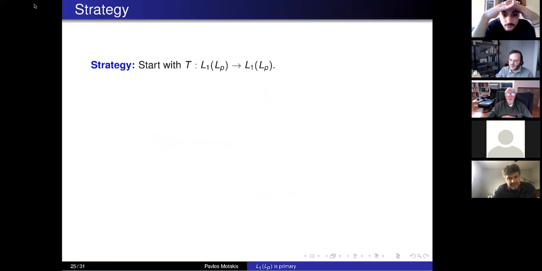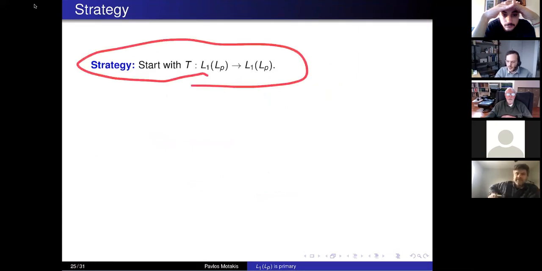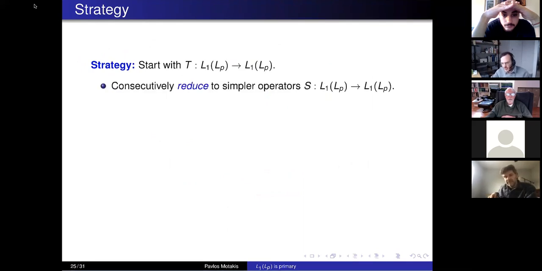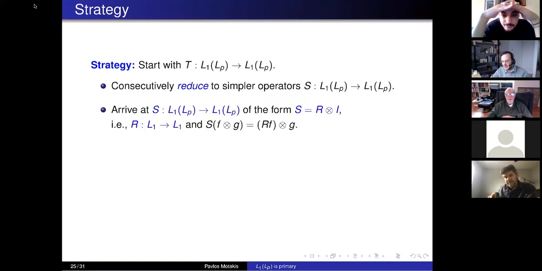So here's the strategy. Start with an arbitrary operator T from capital L1 of capital P to capital L1 of capital P. Then consecutively, starting from arbitrary, reduce to simpler operators step by step. There are many steps, but at the final step, arrive at an operator S. So we will finally reduce to an operator S from L1 to LP of the following form: R tensor I.